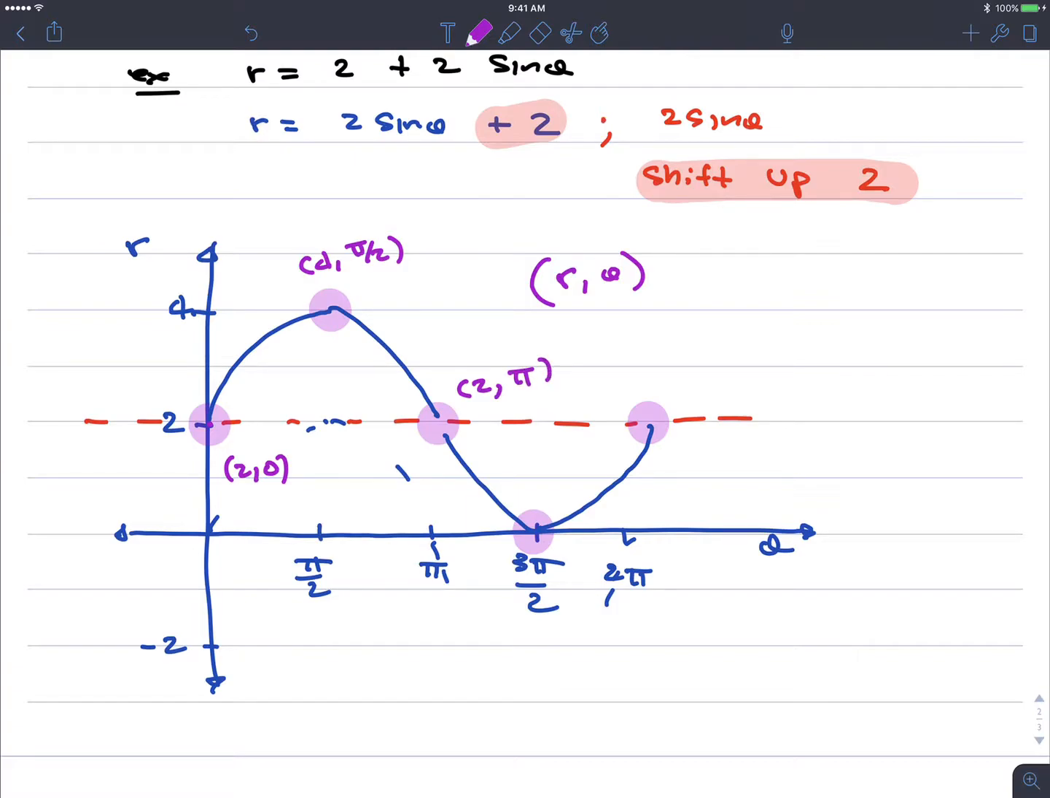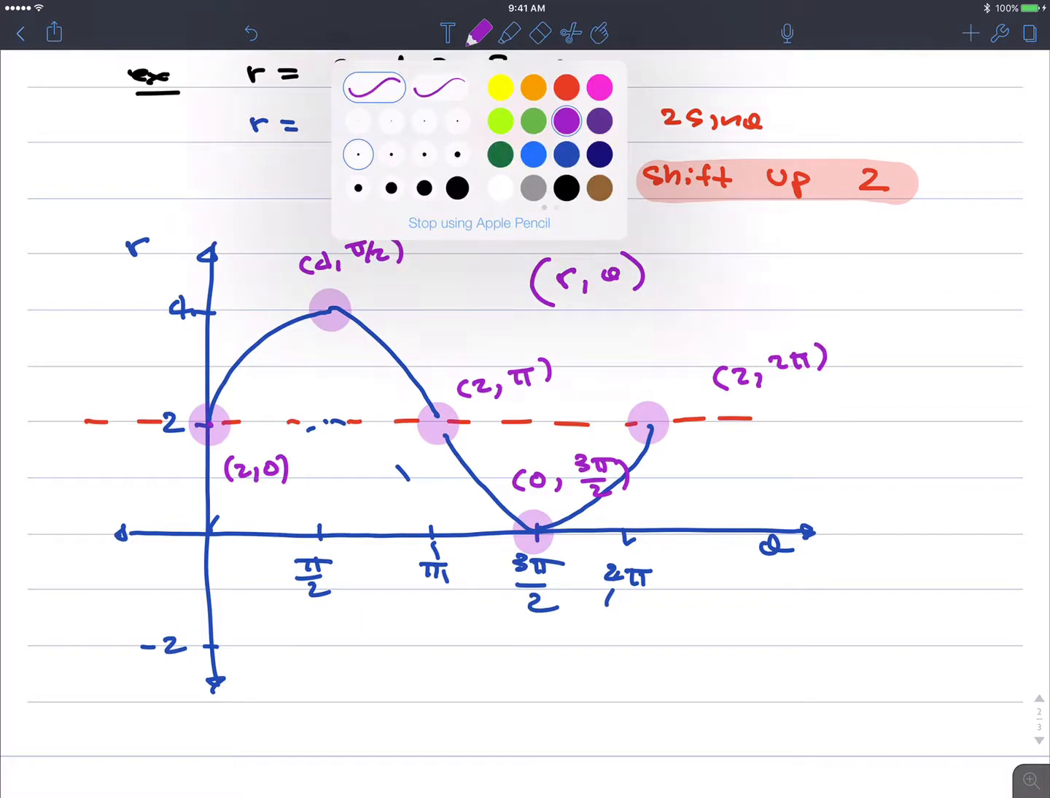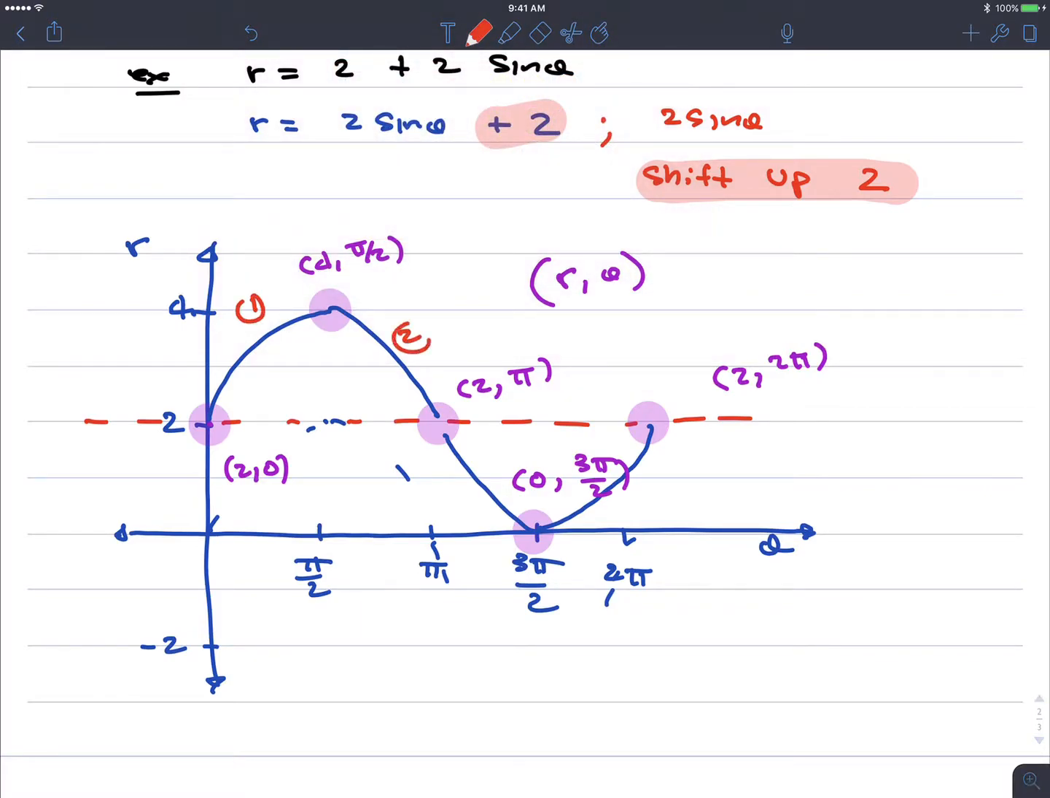What's my radius here? 0. What's the angle? 3 pi over 2. Good. What's my radius now? 2. What's the angle? 2 pi. So my radius is going to vary from 0 to 4. Everybody okay with this so far? So far, so good? I'm going to label this region here 1, 2, 3, 4.